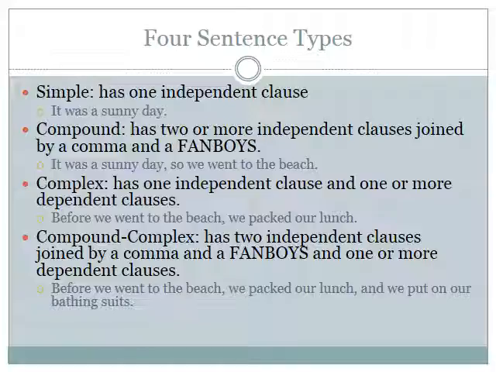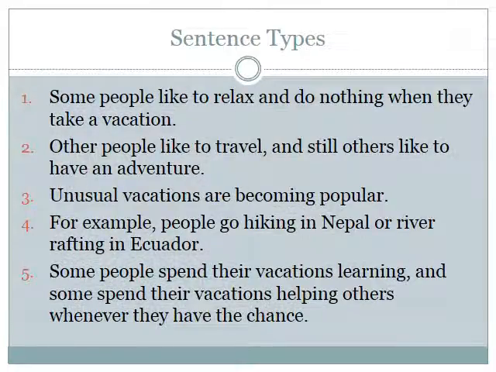Now the last kind, and this is one we haven't talked about, is called the compound complex sentence. And what it is, it has two independent clauses joined by a comma and a FANBOYS, and one or more dependent clauses. So in this case, our two independent clauses are "we packed our lunch" and "we put on our bathing suits." And then we have the comma and the FANBOYS, and then our dependent clause is "before we went to the beach." Okay? So let's take a look at some sentences here and identify them.